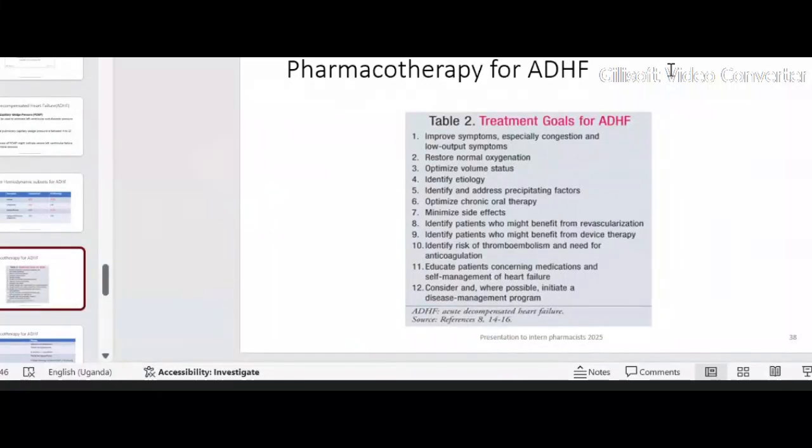The commonest cause of decompensation in our setting is non-adherence to GDMT. Patients are not taking their medicines. Why? Because of very many reasons. Like what? Side effects, number one. Number two, financial constraints. These drugs are very expensive. So they will take them for 1 week and stop. And then they will come back to the hospital the following week. And they'll keep coming back because of non-adherence or poor adherence. Okay? So you need to sort that.